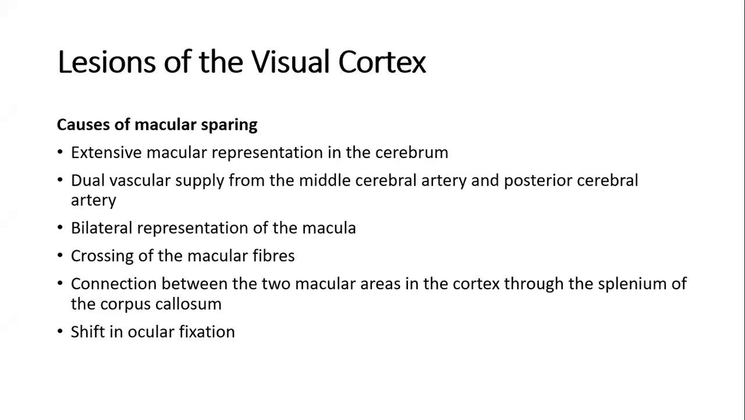And the last mechanism that they say is the shift in ocular fixation. What they suggest is, since there will be a homonymous hemianopia which involves the center, an extrafoveal element tries to take up fixation so that the patient has some central vision. So that's why they have macular sparing. So mainly three mechanisms: one is the extensive representation, the other one is the double blood supply, and then we have the crossing of the macular fibers. So this would be a late onset.